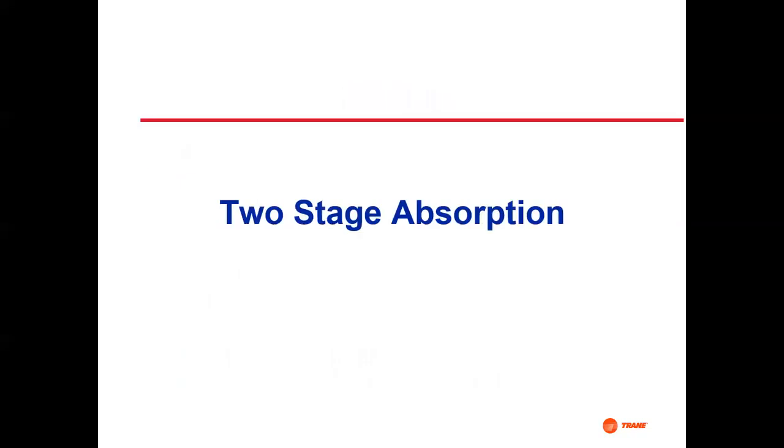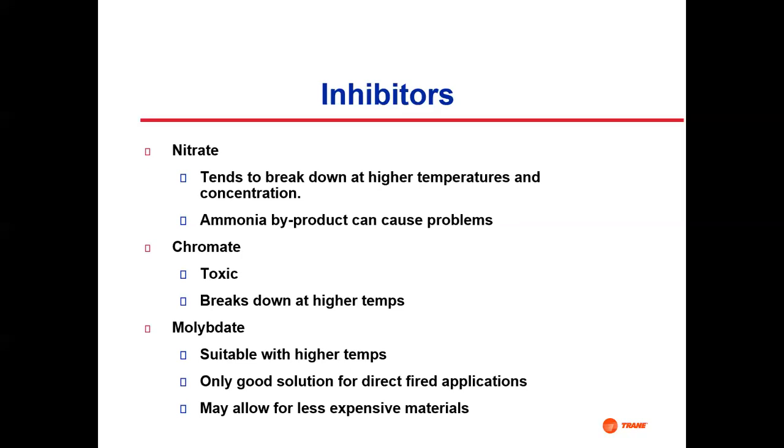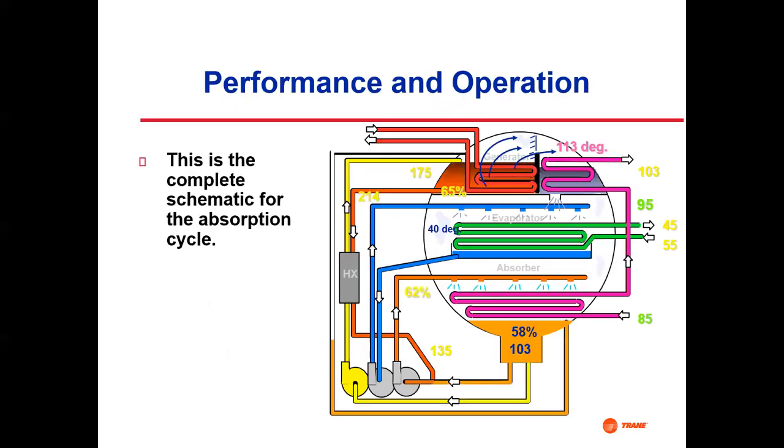Okay. So the machine we've been looking at, all this wonderful stuff, this is a single stage machine. Okay. It's not terribly efficient. They make double stage. They make triple stage machines. I don't know if you can buy a triple stage machine.